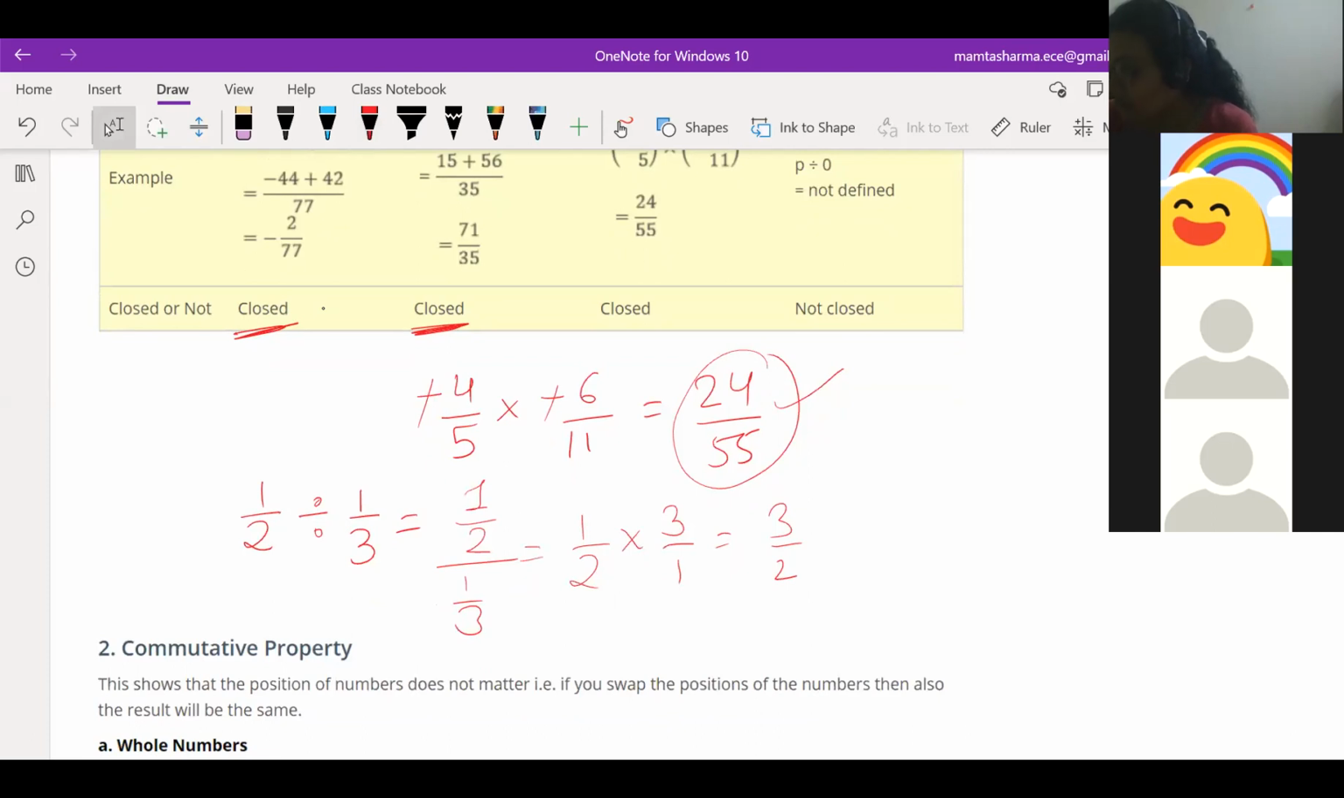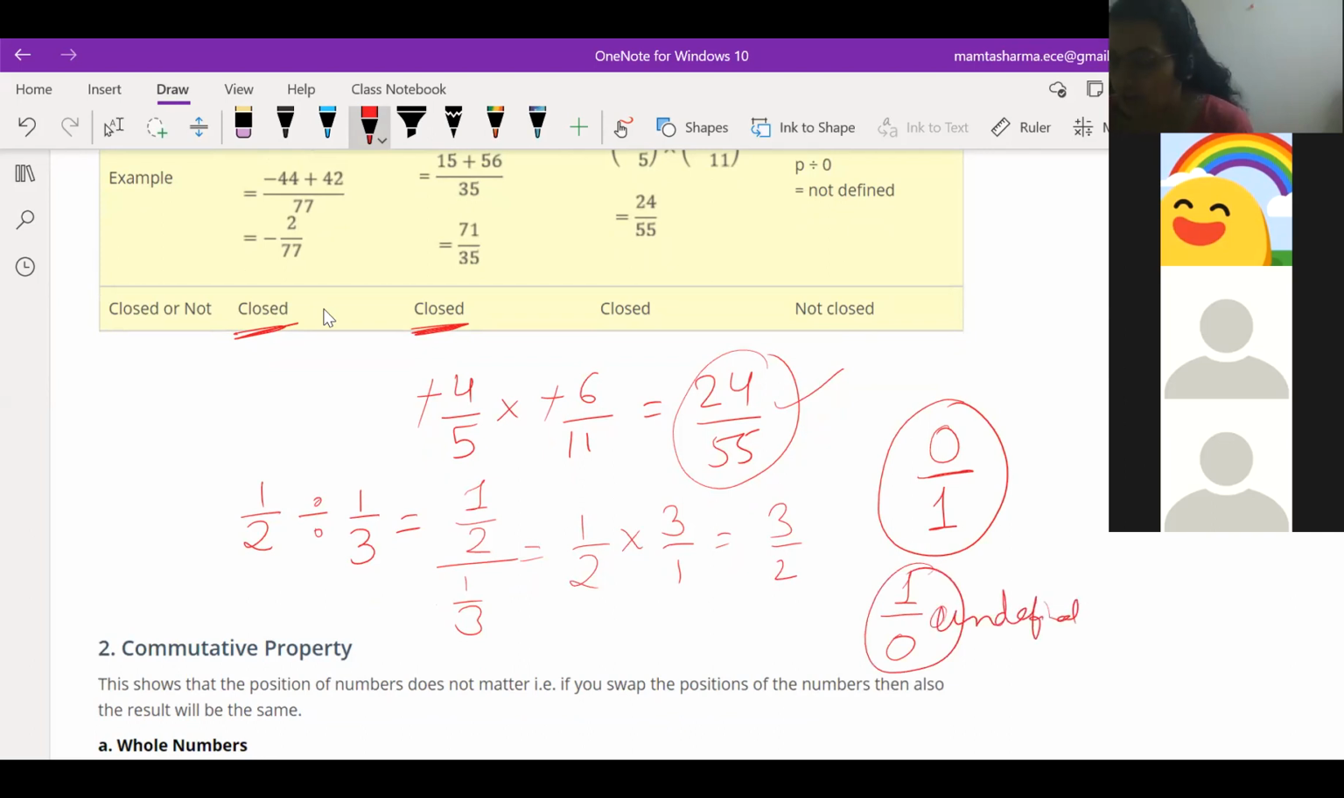0 is also a rational number, because 0 can be represented in the form p by q as 0 by 1. 0 is a rational number, but 1 by 0 is not a rational number. 1 by 0 is undefined, but 0 by 1 is a rational number.